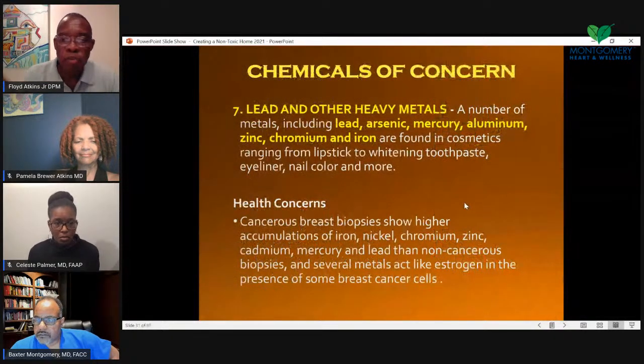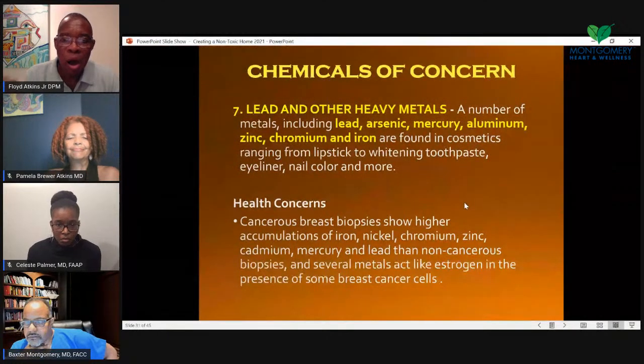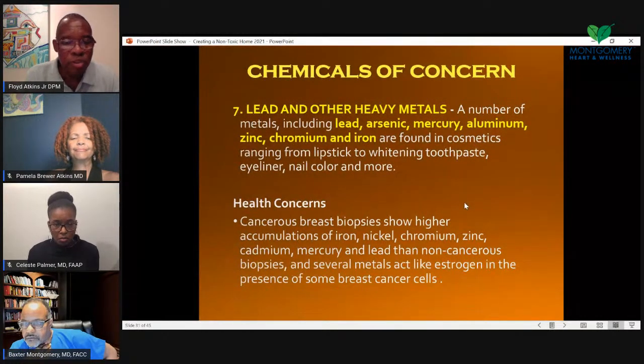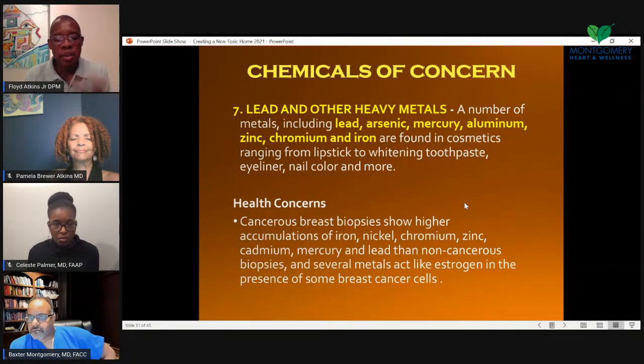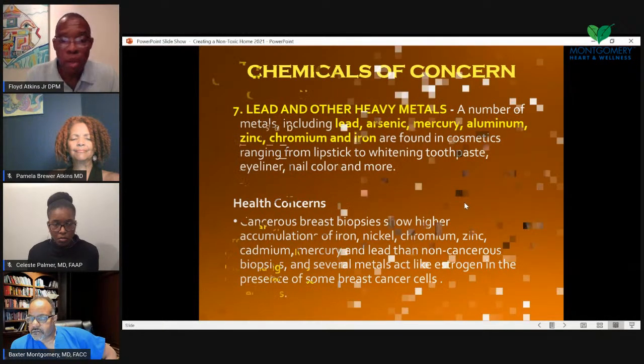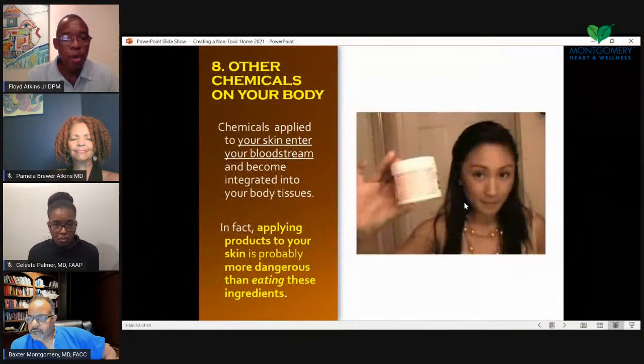Lead and other heavy metals. Most people know what heavy metals are: the lead, the arsenic, the mercury, the aluminum, the zinc, the chromium, the iodine. They all are found in cosmetics, especially lipsticks, toothpastes, eyeliners, but they all have a toxic effect. That's why we need to detoxify from heavy metals as much as possible. Chemicals applied to our skin and so many others that are dangerous.